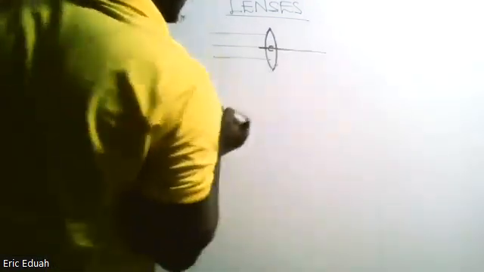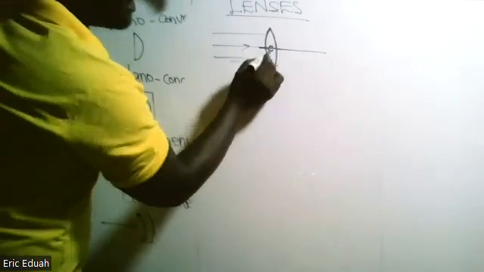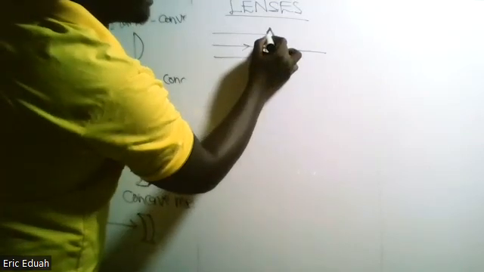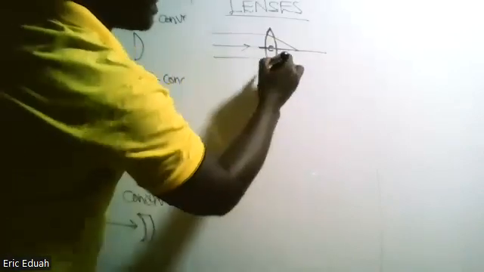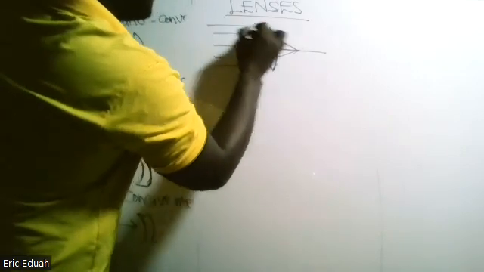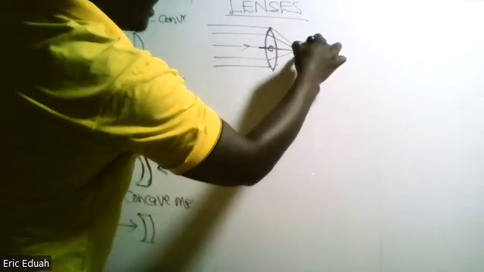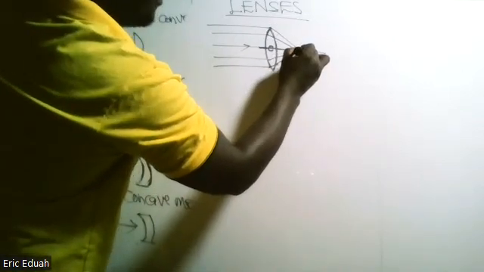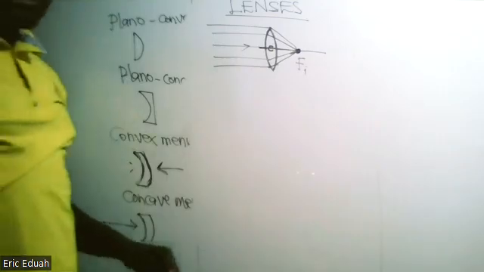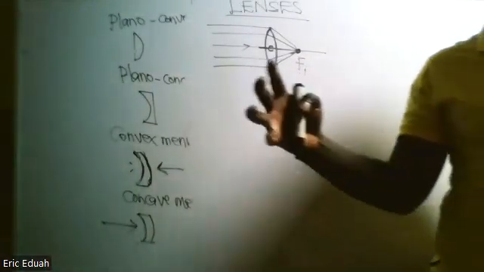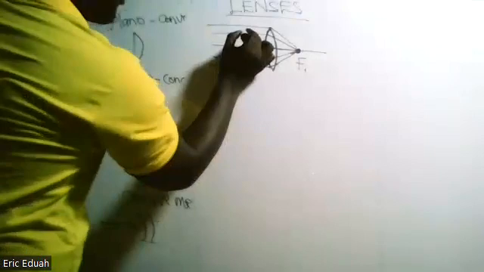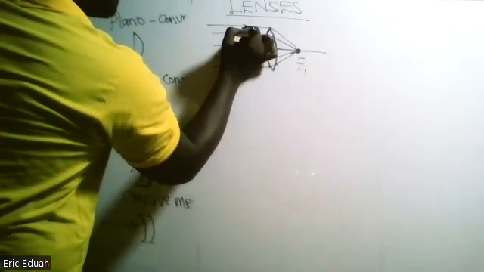Later on, you see this one. But when it is not hitting the optical center, it will refract, and the refraction will be such that it converges at a point behind the lens. So if you send a lot of rays, they will all converge at a point behind the lens. That is why convex lenses are called converging lenses, because they bring parallel rays together at a common point along the principal axis.